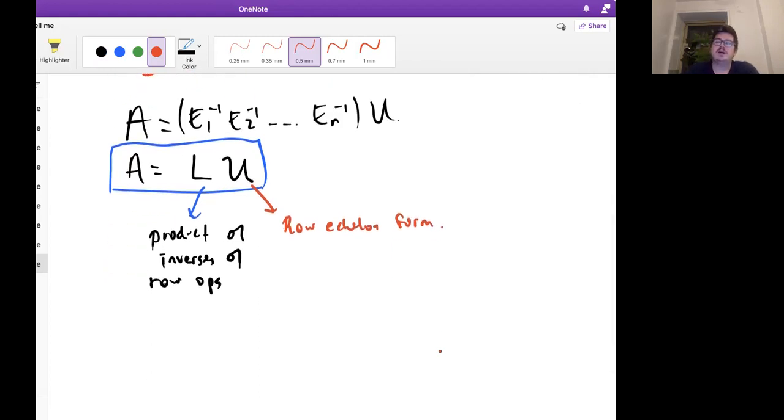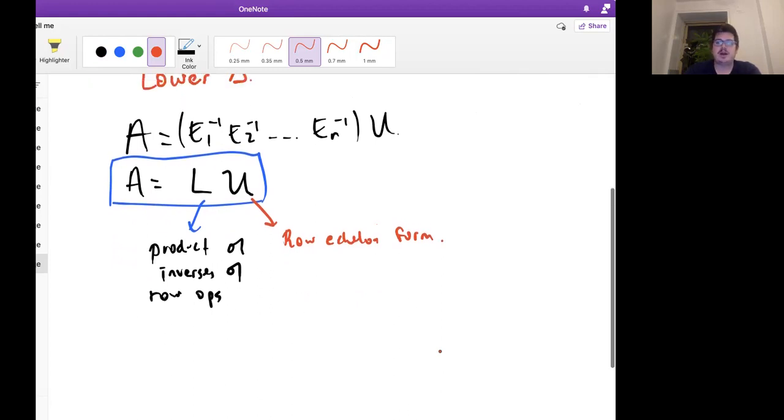Okay, so we'll stop here. I didn't do an example, which I'll do next time, but with this logic, you should be able to do it. As long as you know how to describe your row operations, you'll be able to come up with this L. So it's just the row operation inverses multiplied nicely in order.